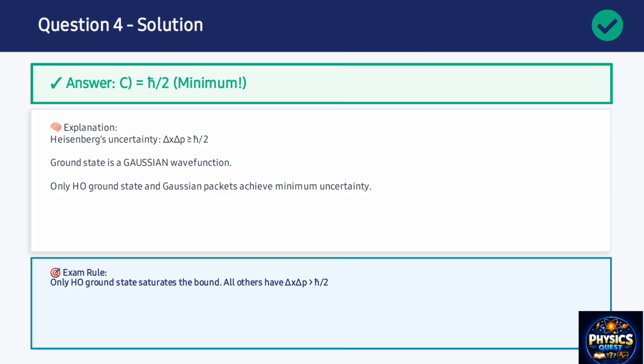Ground state is a Gaussian wave function. Only the harmonic oscillator ground state and Gaussian wave packets achieve minimum uncertainty. Exam rule: only the harmonic oscillator ground state and Gaussian wave packet achieve the minimum uncertainty. All others have delta x into delta p greater than ħ/2.